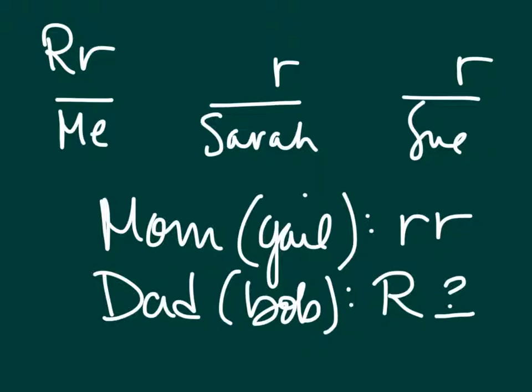How do we know that one of his is a capital? Because I can. Both of my sisters can as well. Since both of my sisters can, what is likely that my dad's second allele is? It is likely, it is possible, but we don't know.